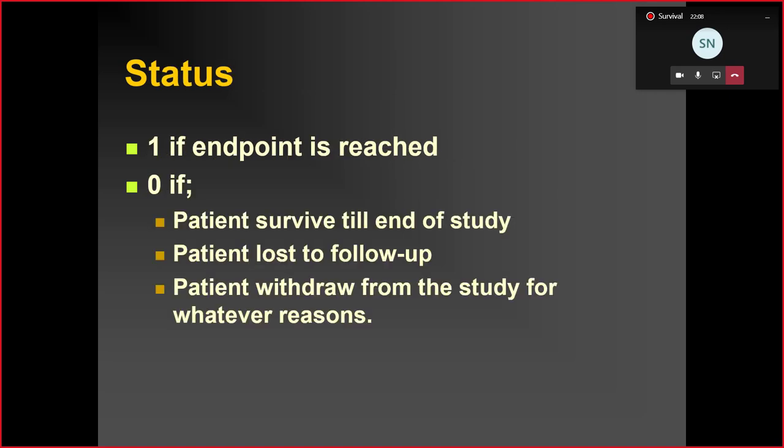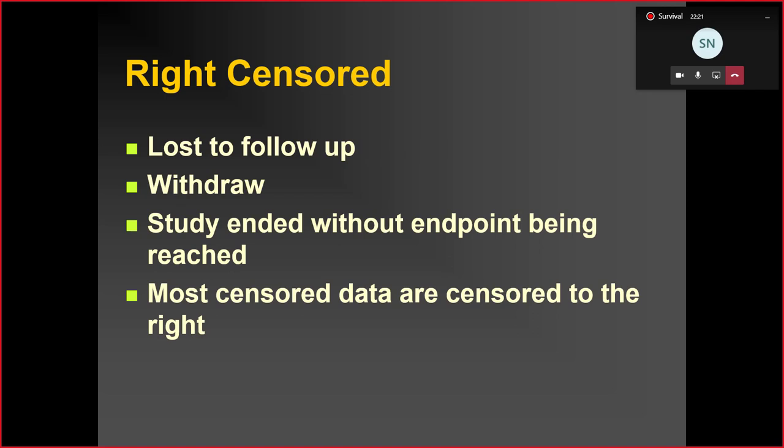Okay, so next. Status kita akan code sebagai 1 kalau endpoint is reached. Kita code 0 sebagai patient survive till end of study, patient loss of follow up, or patient withdraw from the study for whatever reasons. Okay. So, that is right censored. Loss of follow-up, withdraw, study ended without endpoint being reached. And most of the censored data are censored to the right.